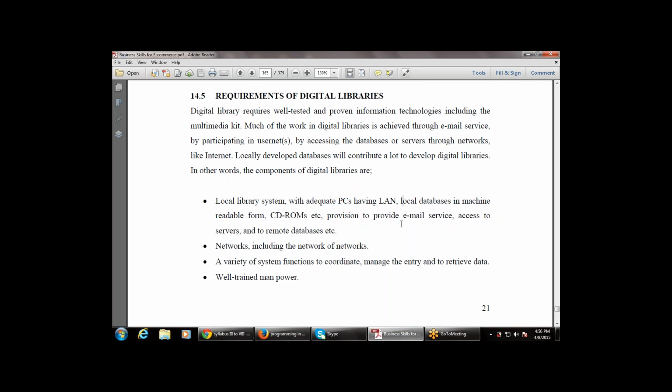Then well-trained manpower. This is the main one. Well-trained persons are required to upload the data, to update the data, and to delete the data. So up-to-date, highly skilled manpower is required in the digital library, to create the digital library, to format it, and to manage it.